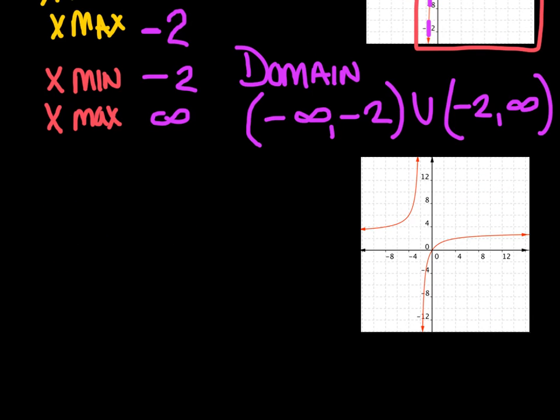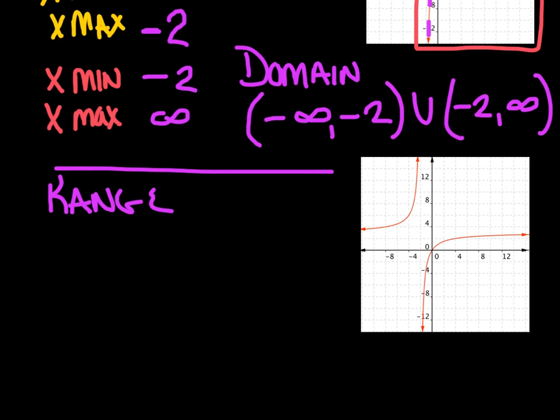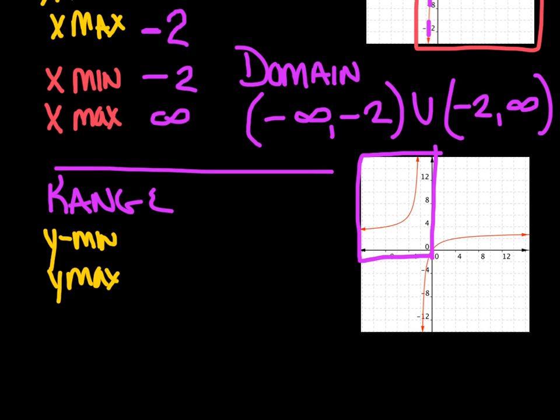Likewise, for range, when there's two sections, you're going to need two sections to your range. So let's go ahead, it's the same graph, and let's just look at the range now. Okay, so I'm going to look at both sections. So I'm going to start with this section that's to the left first. I need my y min, my y max. Okay, so now I'm looking at the y-axis. How high and how low does this graph go?